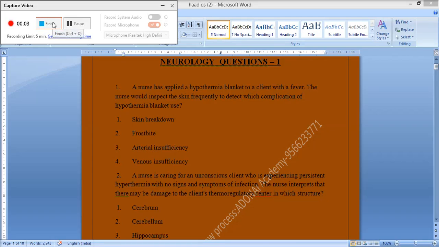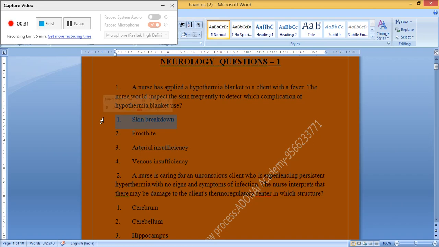Neurology questions. 1. A nurse has applied a hypothermia blanket to a client with a fever. The nurse would inspect the skin frequently to detect which complication of the hypothermia blanket? 1. Skin breakdown. 2. Frostbite. 3. Arterial insufficiency. 4. Venous insufficiency. The correct answer is 1.